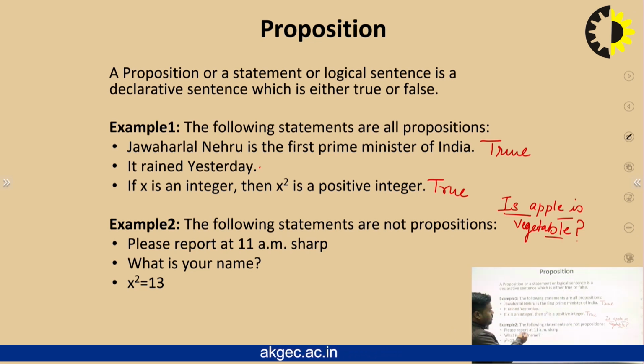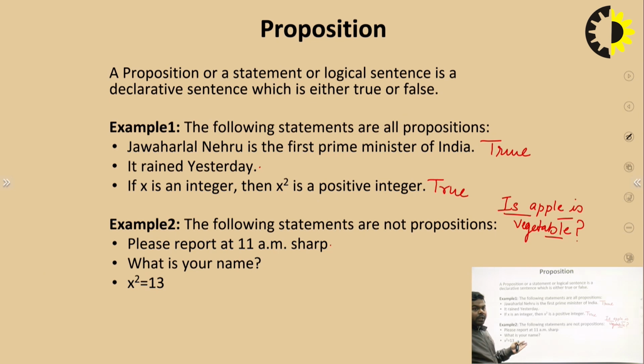The following statements are not propositional. Please report at 11 a.m. sharp. This is not a proposition because the statement is not clear. What is your name? I am saying this is not a declarative sentence, so this is not a true propositional statement. X square is equal to 13. This is not a true statement.